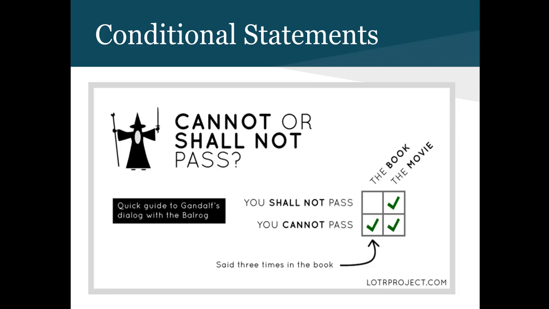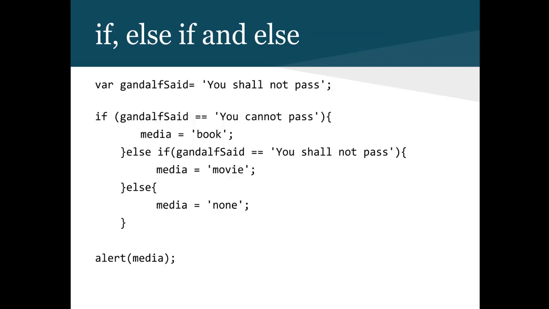We can use if. We've seen that, pretty straightforward. It's if this is true, render this code, else it's not true, render this other code. Well, what happens when we have multiple conditions that we need to check against?